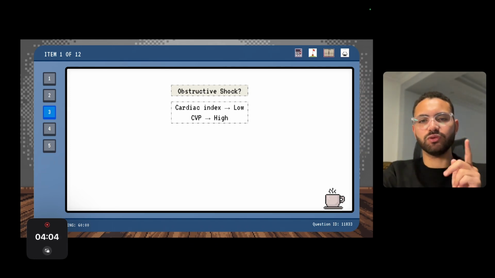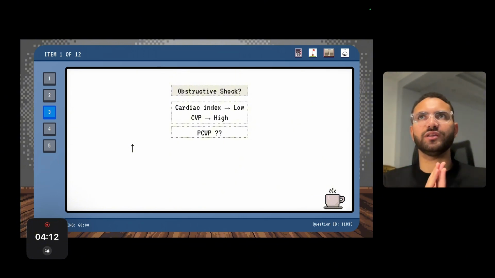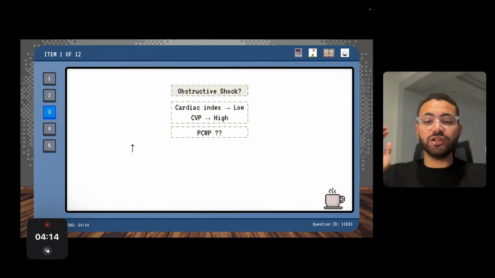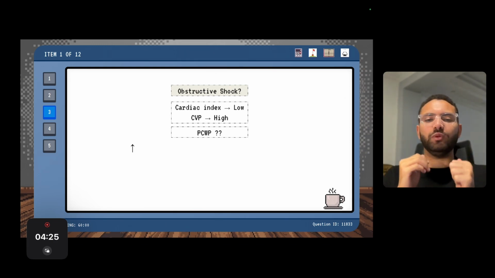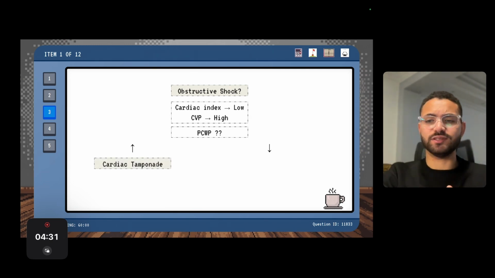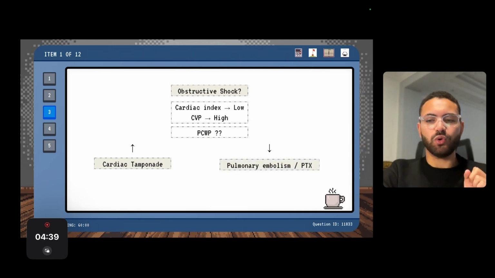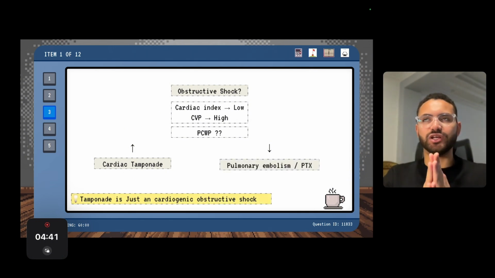But we need to know the etiology of the obstructive shock by the pulmonary capillary wedge pressure. If it's increased, we are going to think about cardiac tamponade. That's because cardiac tamponade is an accumulation of blood surrounding the heart from all sides, leading to failure of diastole and filling of the chambers. So the blood will accumulate in all chambers and increase the pressure in all chambers. While if it's decreased, we are going to think about pulmonary causes like pneumothorax and of course pulmonary embolus. As a hint, tamponade is just a cardiogenic obstructive shock.